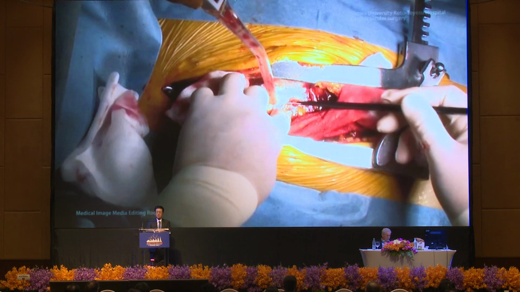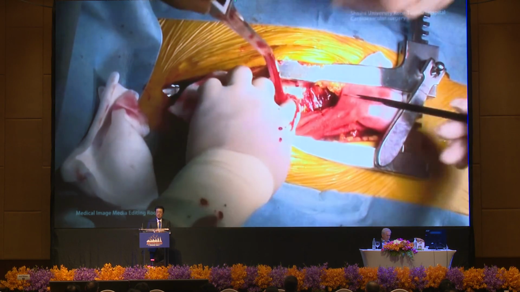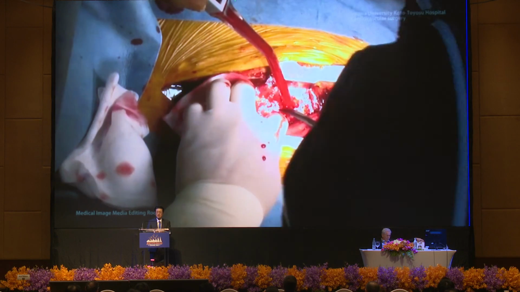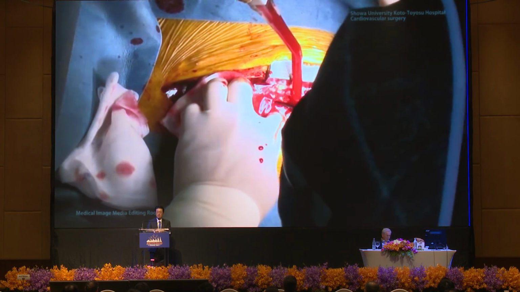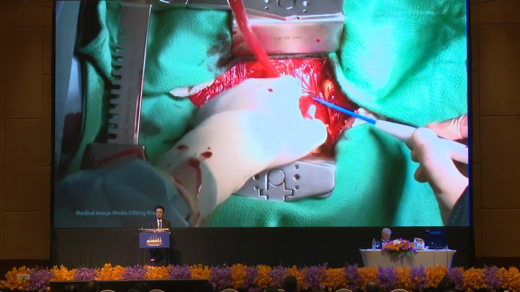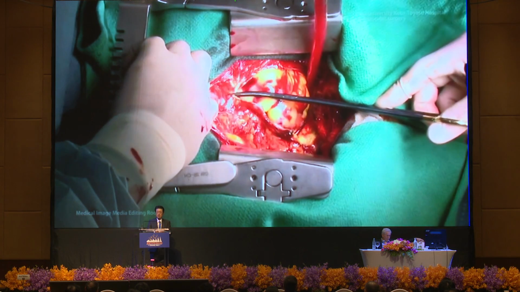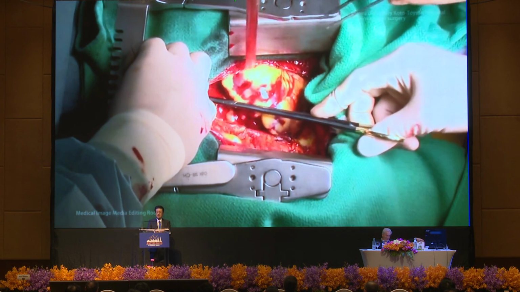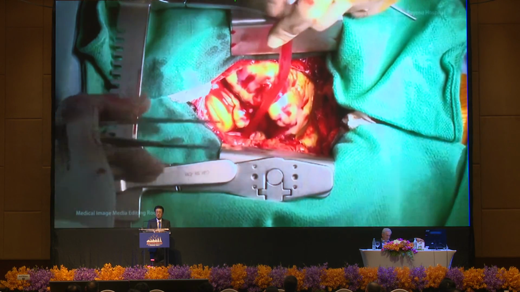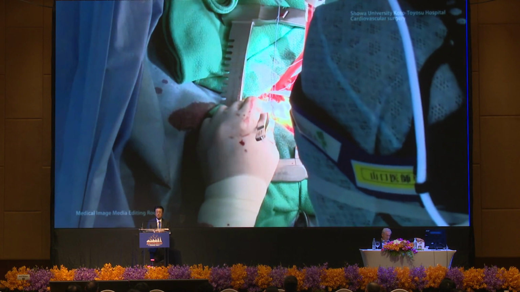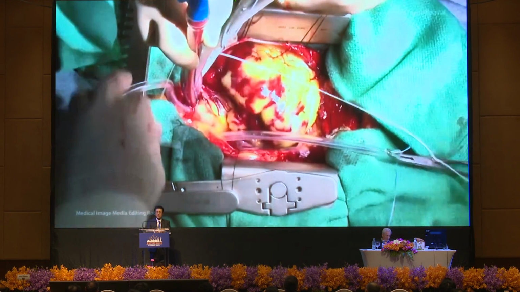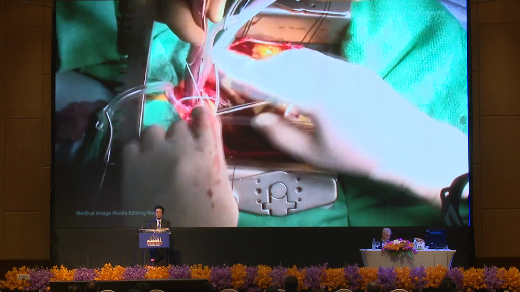The chest was opened, and then the pericardium was opened. As you can see, the fresh blood is blowing out from the pericardium, and we have to quickly open the pericardium. You can see the heart is like a big hematoma. It's not contracting almost at all. We urgently put the patient on the cardiopulmonary bypass.